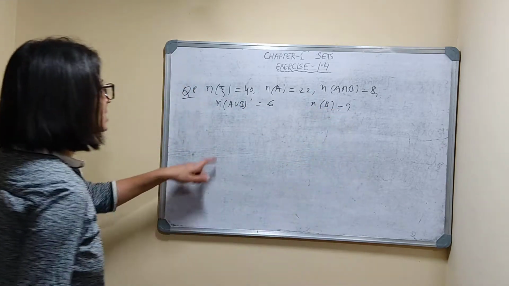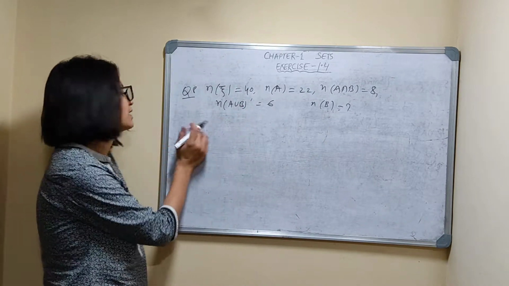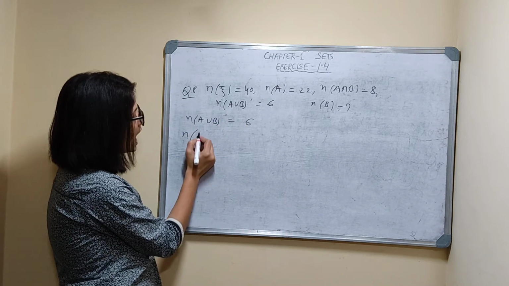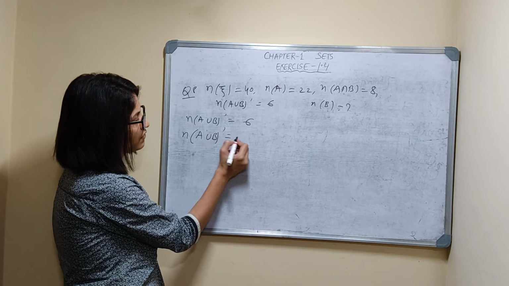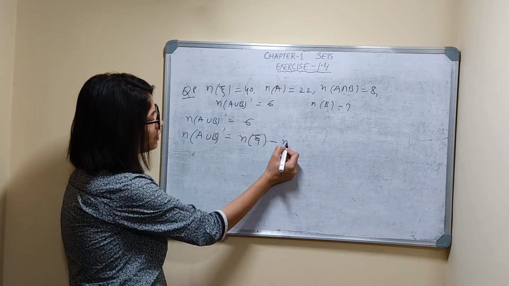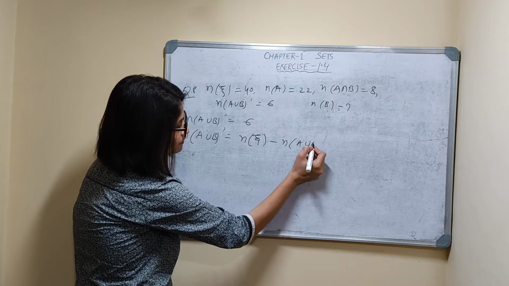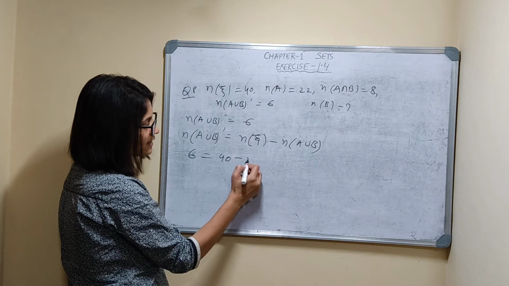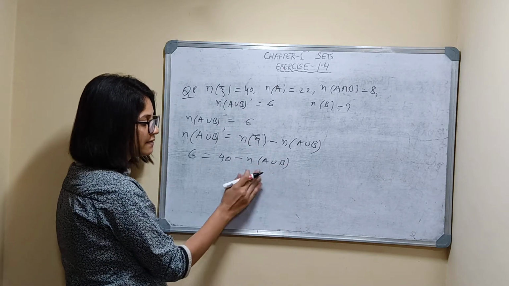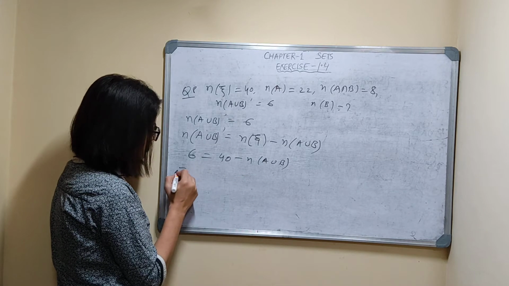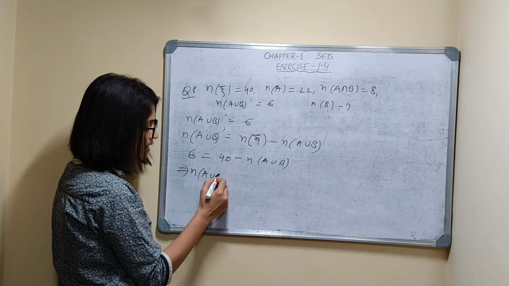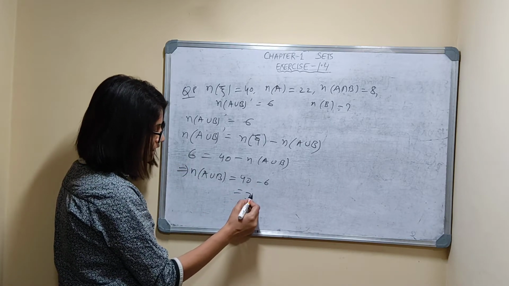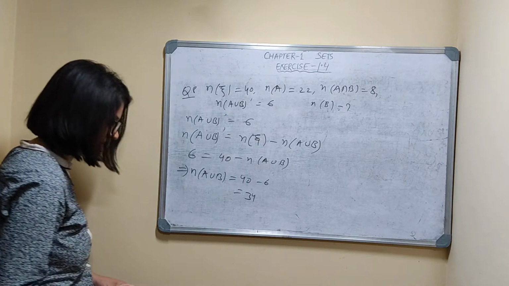First I will solve n((A ∪ B)') is equal to 6. I know the complement of a set is n(ε) minus n(A ∪ B). So 6 is equal to n(ε), that is given as 40, minus n(A ∪ B). The negative n(A ∪ B) will come to this side and become positive, and the 6 will go to the other side and become minus 6, so n(A ∪ B) is equal to 40 minus 6, that is 34.